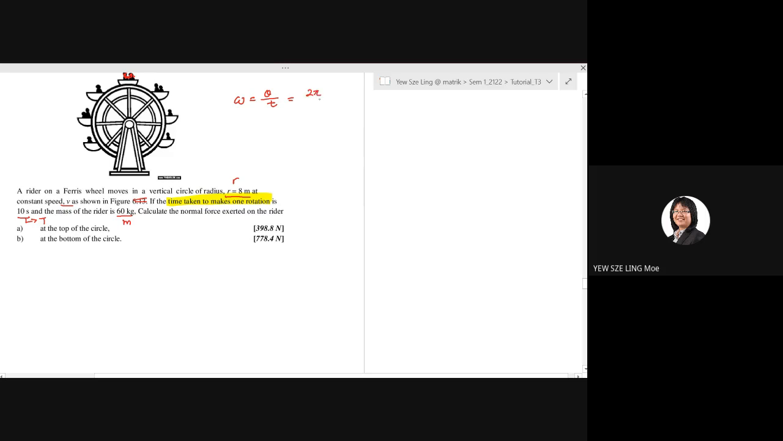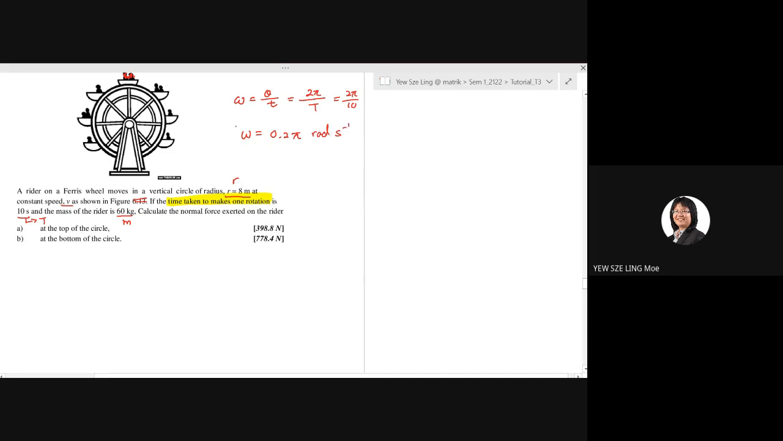If your theta is 1 revolution, then it is equivalent to 2 pi. So the time taken to complete 2 pi is 10 seconds, your capital T. Therefore, it's 2 pi over 10. So omega is then equal to 0.2 pi, which is 0.63 rad/s. From here you can then determine the v.